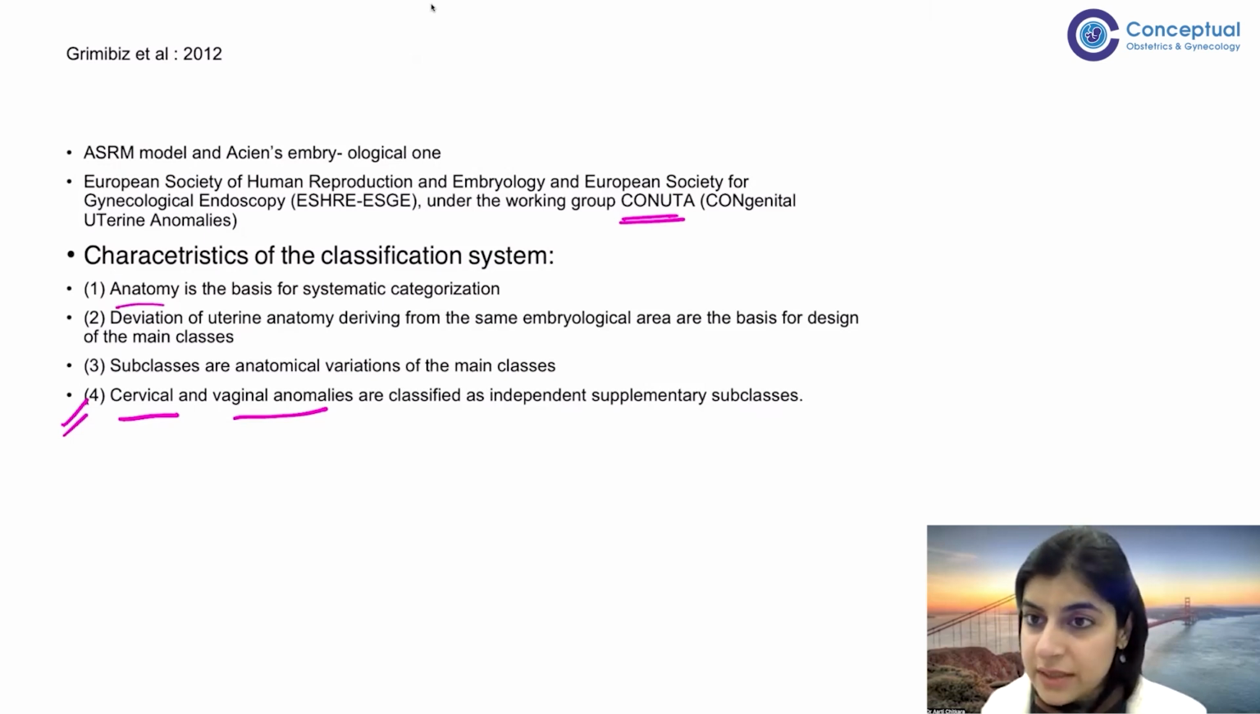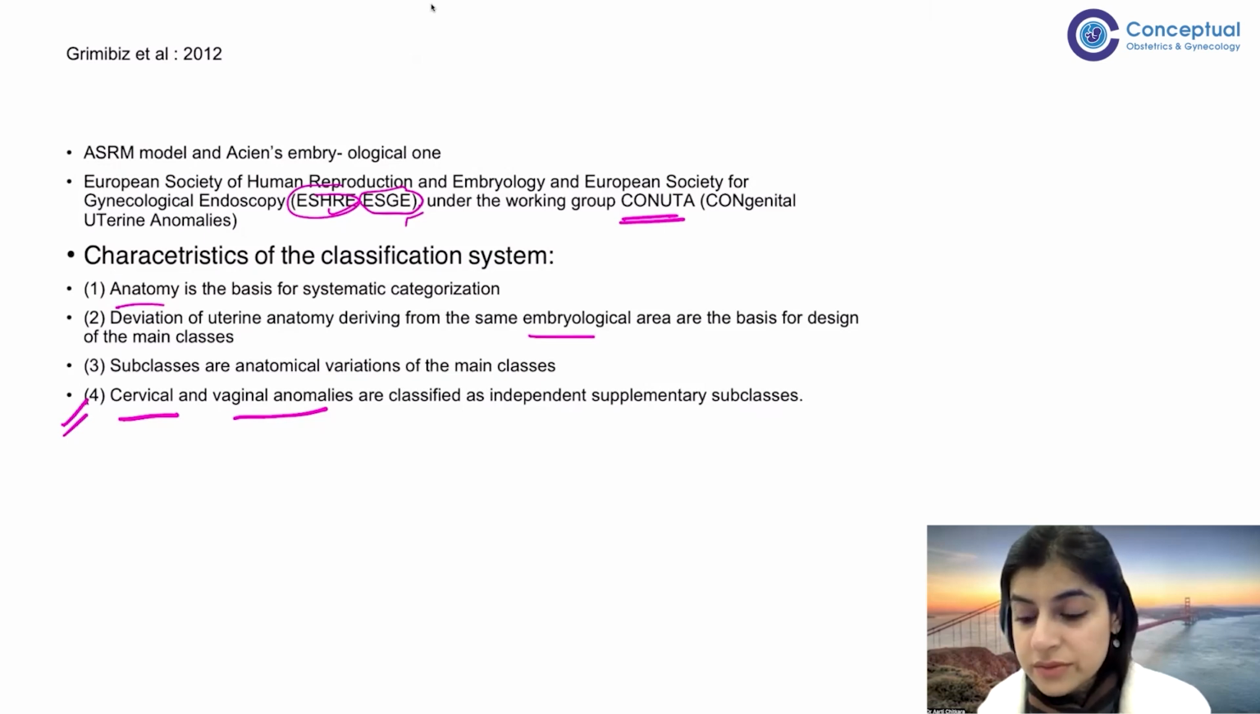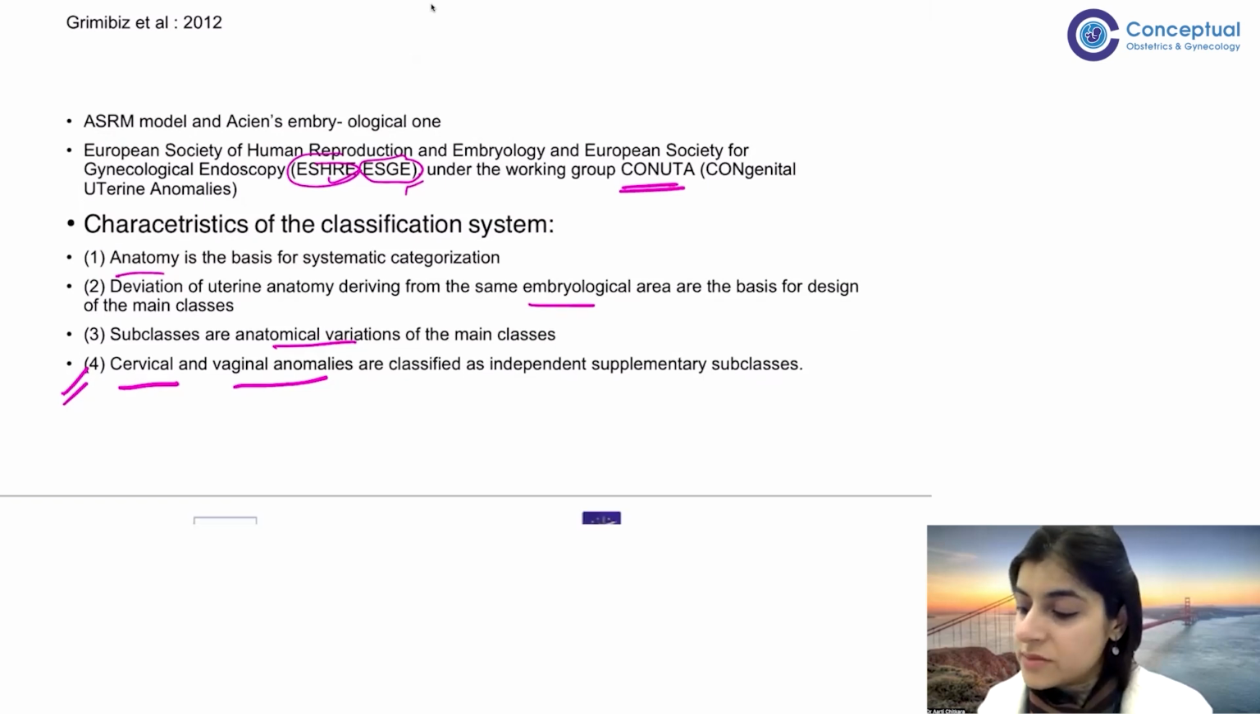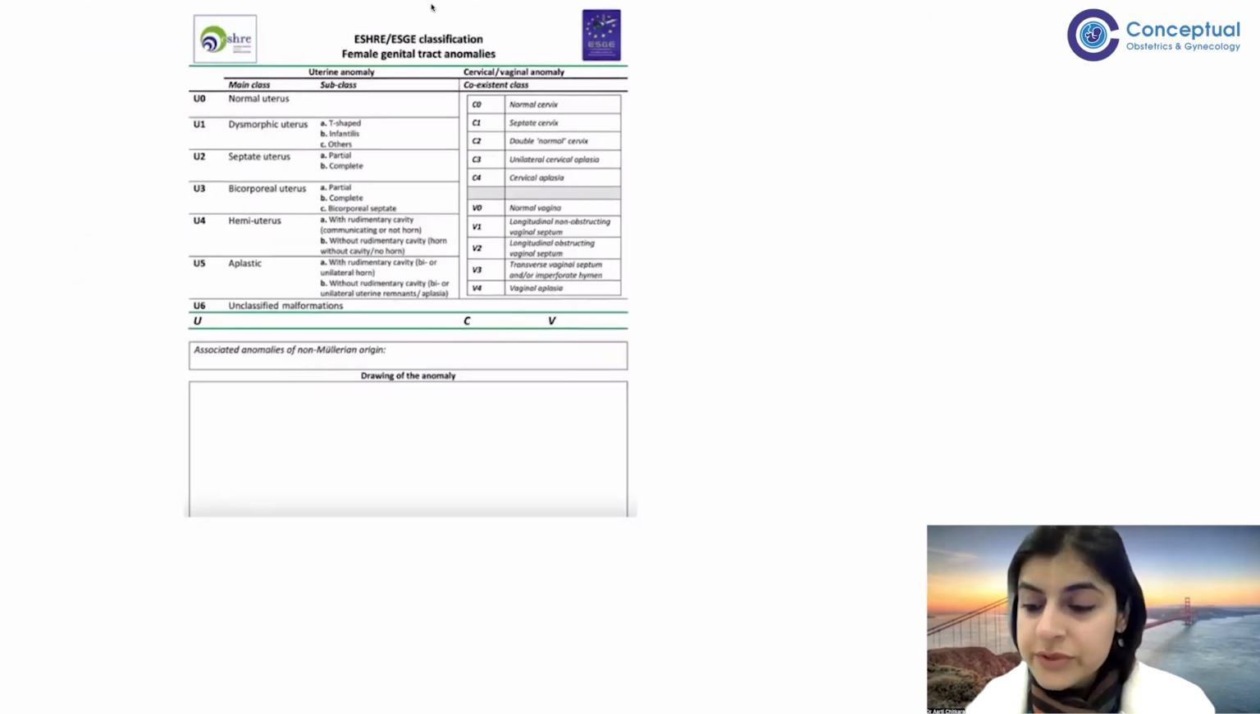It is based on anatomical categorization. So you can logically also understand, since it is ESHRE and ESGE, ESHRE will talk about reproduction, and ESGE is about gynae endoscopy, so they will go based upon anatomy. And because it's ESHRE, they talk about human embryology and reproduction, so embryological origin is also being taken into consideration. And whatever subclasses are there, they are the anatomical variations, and they have given due respect to cervical and vaginal anomalies as well. Clear to all of you? So this was the ESHRE and ESGE classification of female genital tract anomalies.